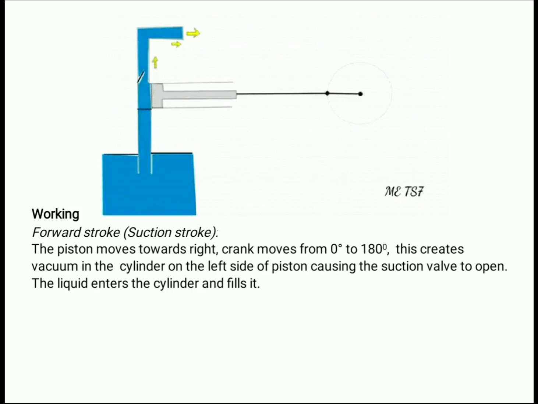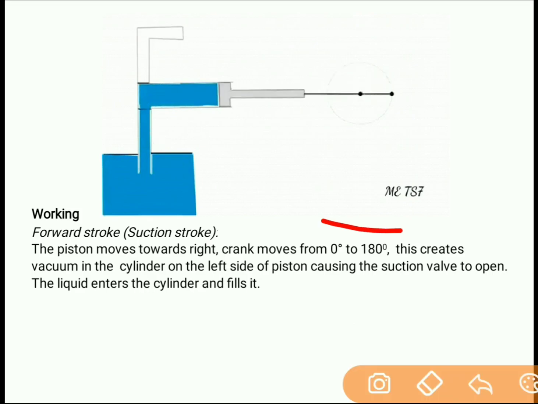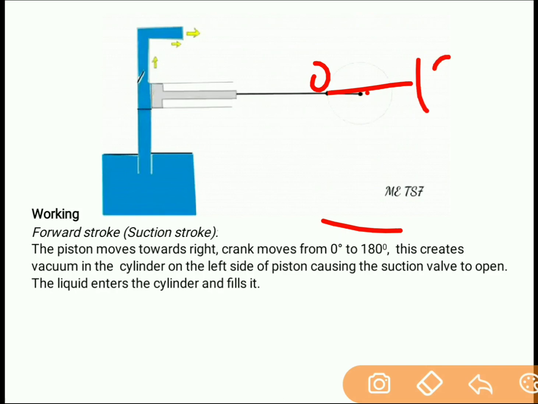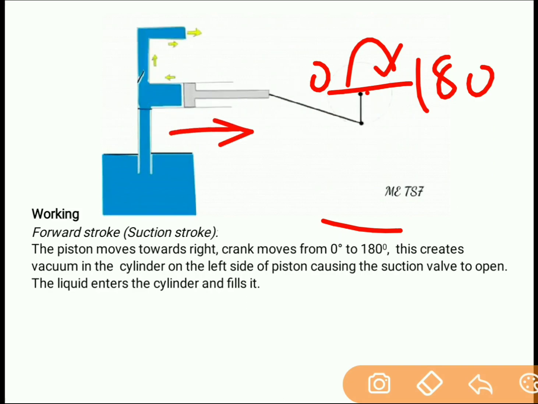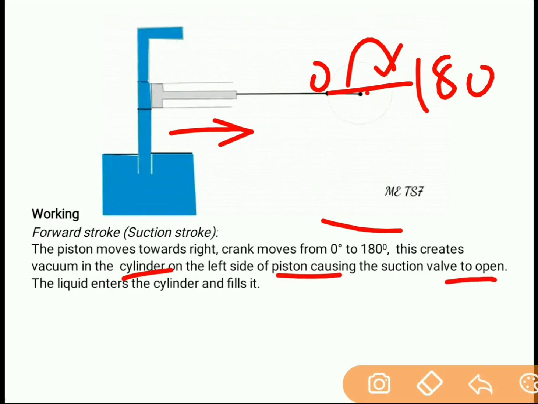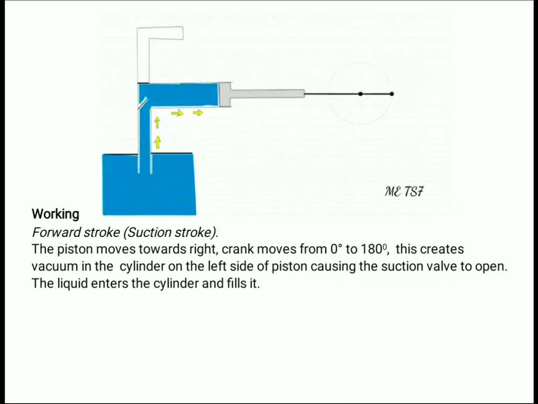Now there are a total of two strokes. Forward stroke: the piston moves towards the right and the crank moves from 0 to 180 degrees. Let's say that this is 0 degree and this is 180 degree. When the crank moves from 0 to 180 degrees, the piston will move towards the right and suction will take place. This creates vacuum in the cylinder on the left side of the piston, causing the suction valve to open, and thus liquid will enter the cylinder and fill it.